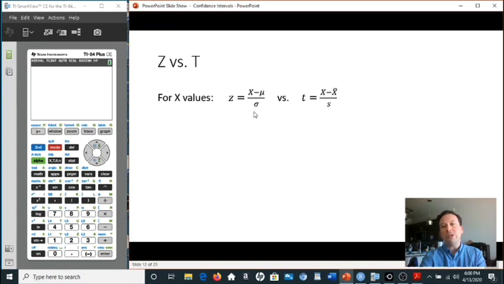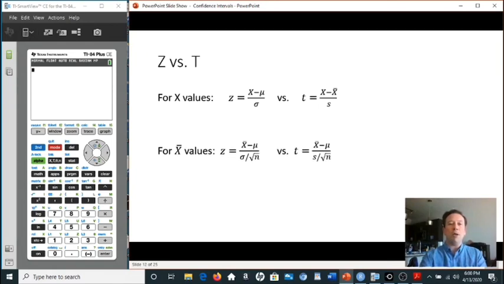Well, when you don't know sigma, what you're going to have to do is replace it with your sample statistics. So instead of z, we would have t equals, now notice x stays in the same place, mu gets replaced by the sample mean x bar, sigma gets replaced by the sample standard deviation. So you notice it's really the same formula. The only difference is that over here we're using population parameters. Over here for the t-distribution, we're using sample statistics.